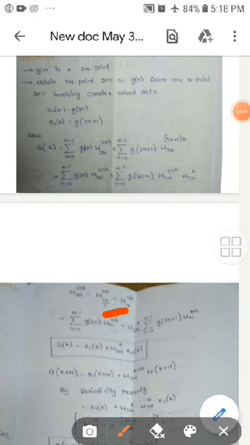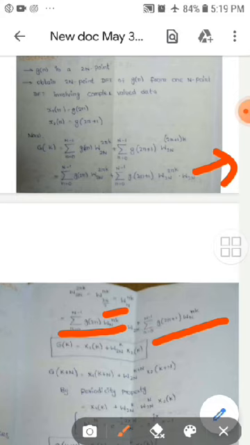So we can substitute in this G of k equation: summation n equals 0 to N minus 1 g of 2n W N to the power of nk, plus W 2N to the power of k into summation n equals 0 to N minus 1 g of 2n plus 1 into W N to the power of nk. Finally we can write this as X1 of k and this as X2 of k. So G of k equals X1 of k plus W 2N to the power of k into X2 of k.